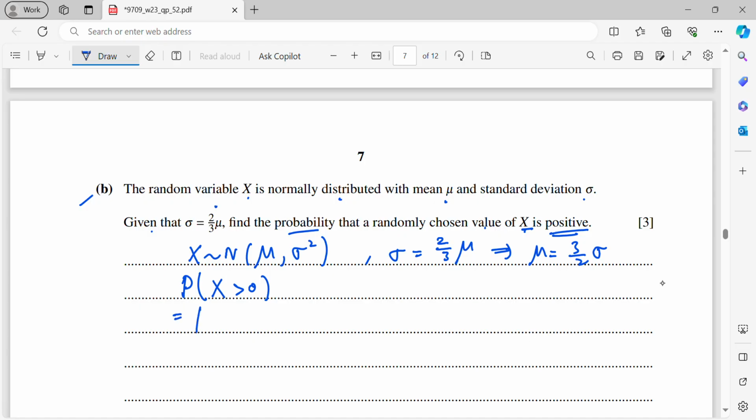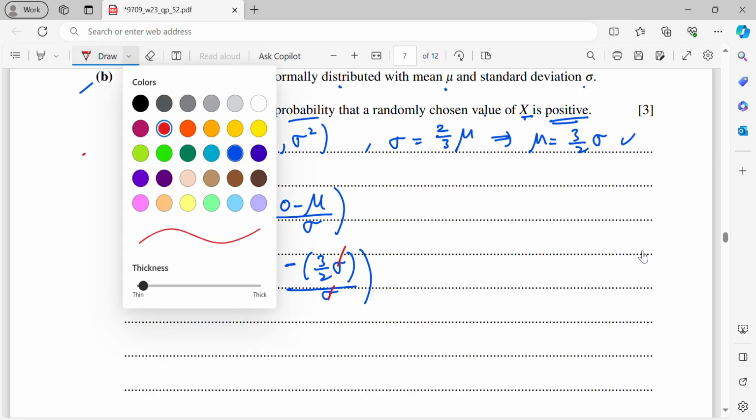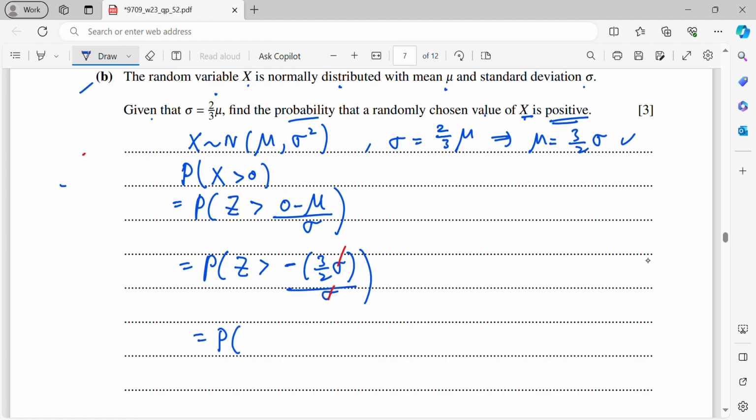Then I will standardize it. P(Z more than (0 minus mu) over sigma), and now the mu will be replaced. So then I will get P(Z more than minus (3 over 2 sigma) over sigma). Then obviously the sigma can be cancelled off. Then I will just need to calculate the probability that z is greater than negative 3 over 2, which is negative 1.5. So now I will sketch a graph.